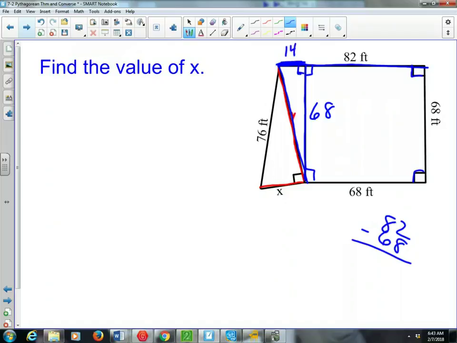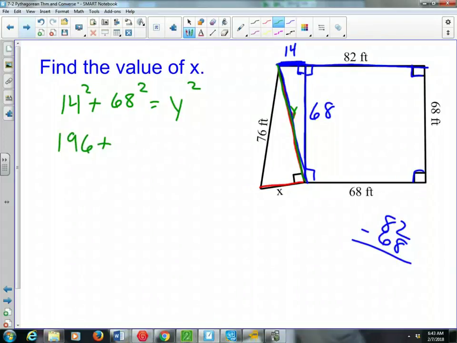So now I can do the Pythagorean theorem to find this green length, which we called y. So y would be the hypotenuse. It's opposite of the 90. So y squared equals the two legs, 14 squared plus 68 squared. So now we're going to solve for y, which means that we would get 14 squared is 196 plus 68 squared, which is 4624, and that equals y squared.